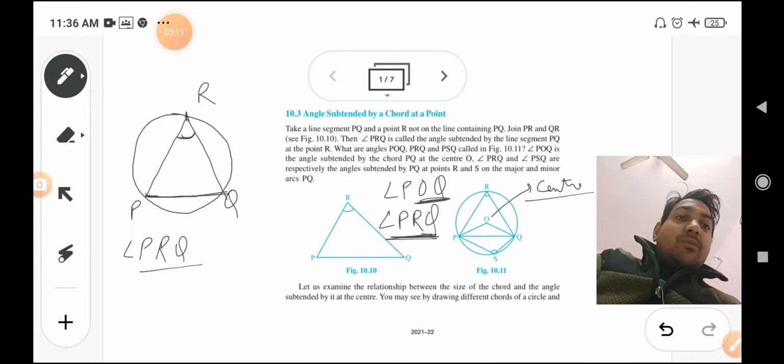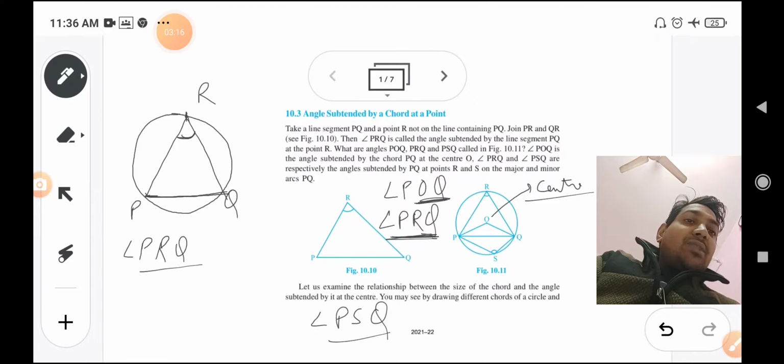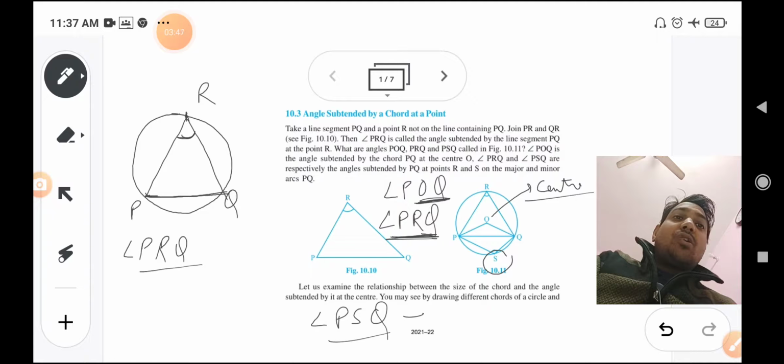Similarly, if someone asks what angle PSQ is, angle PSQ is the angle subtended by chord PQ at point S in the minor segment. Is it clear to everyone? So I think the angle subtended by a chord at a point is clear to everyone. Can we go to the next point? The angle subtended by a chord at a point we have already covered, right?